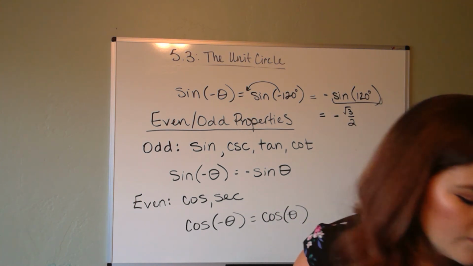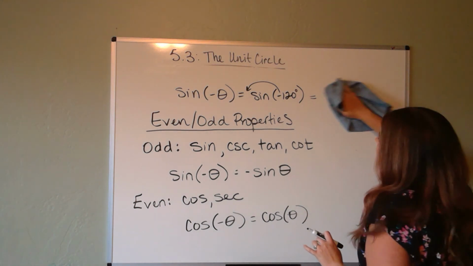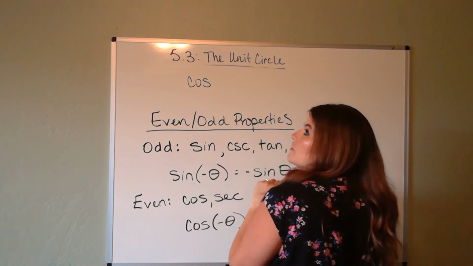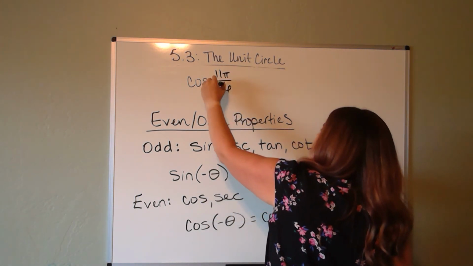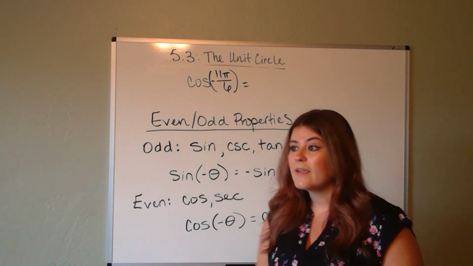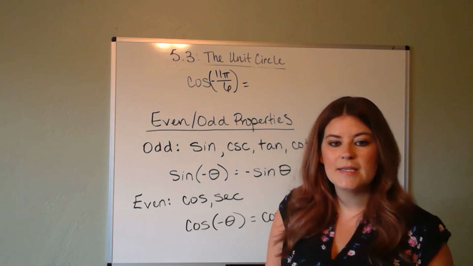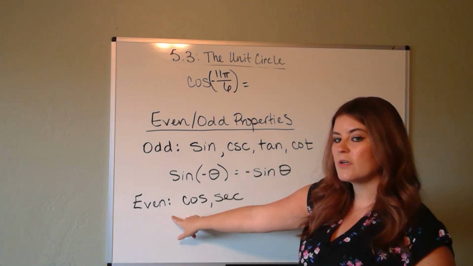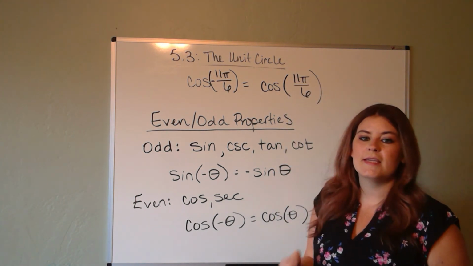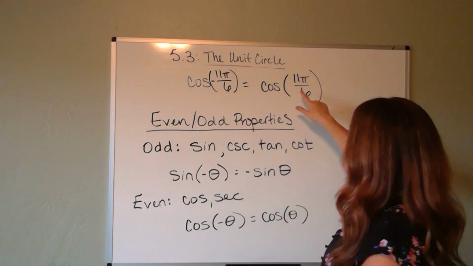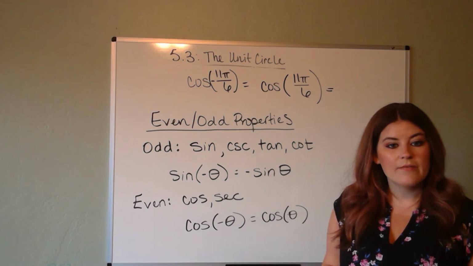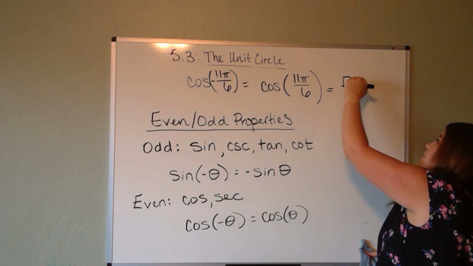So let's do an example with our even functions. We did sine of negative 120. Because it was sine and it was odd, we had to put the negative in front. What if I wanted the cosine of negative 11 pi over 6? Well, dang, negative 11 pi over 6 isn't on my unit circle. How can I get the negative out of there? It's cosine. I remember cosine is even, so I can take the negative out and I don't have to put it in front. I don't have to put it anywhere. I can just take it out. The cosine of negative 11 pi over 6 will be the exact same value as the cosine of positive 11 pi over 6. So even, you take it out. What is the cosine of 11 pi over 6? Well, you guys, it is positive root 3 over 2.